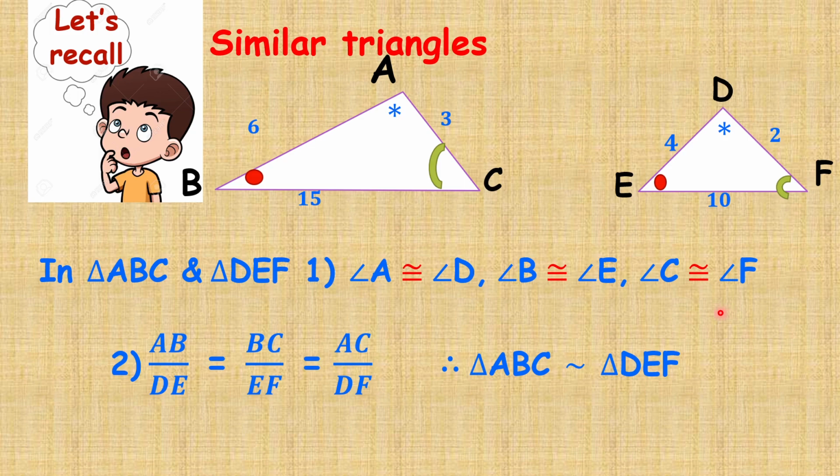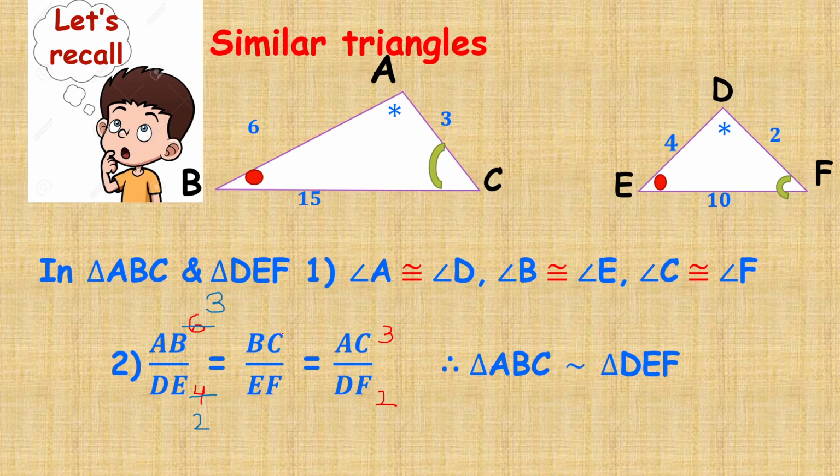Then take a ratio of corresponding sides. AB upon DE is equal to how much? That means 6 upon 4. That means take a ratio. 2 1s are 2, 2 2s are 4, 2 3s are 6. That means AB upon DE is equal to 3 upon 2. AC upon DF we will take first. AC is equal to 3, and DF is equal to 2. That means 3 upon 2.